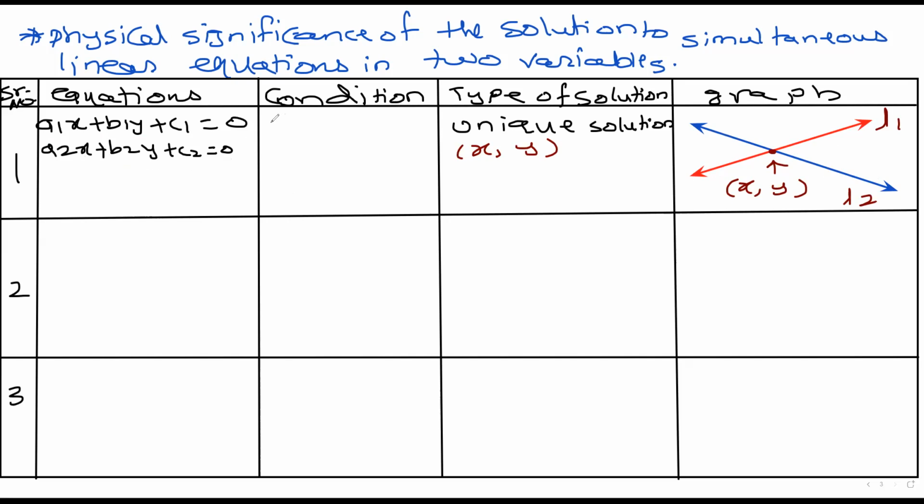The condition is that A1 upon A2 is not equal to B1 upon B2, not equal to C1 upon C2. They are not equal. This ratio A1 upon A2, B1 upon B2, C1 upon C2 is never equal. That we call a unique solution. What does this mean? This means that lines are intersecting. I'll write it again. Lines are intersecting.